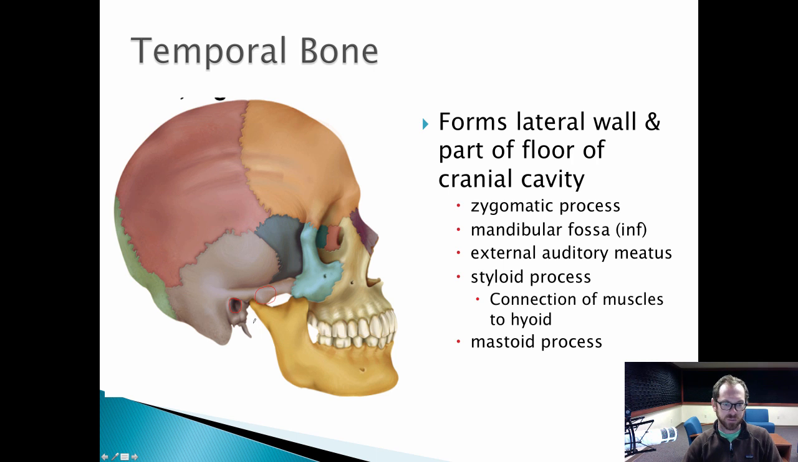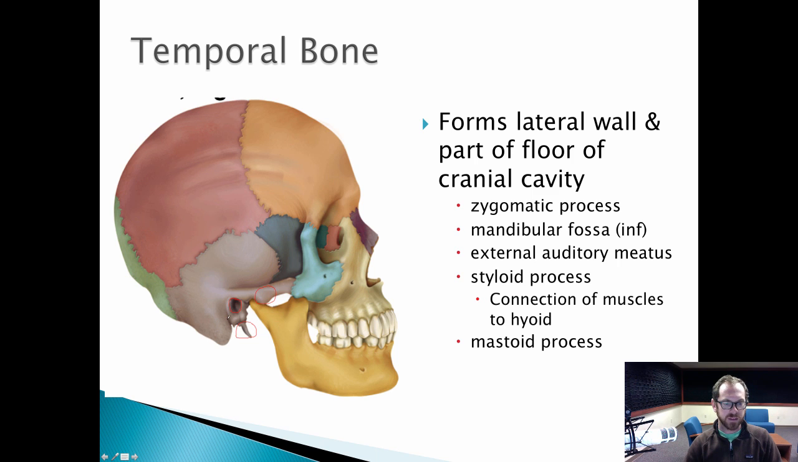We have this sharp projection here, and anytime we have a sharp projection here, we know that this is our styloid process. We saw this in the radius and the ulna, those sharp points on the distal ends of those bones were called styloid processes. And similarly, we have this sharp projection on the temporal bone, and this is our styloid process of the temporal bone.